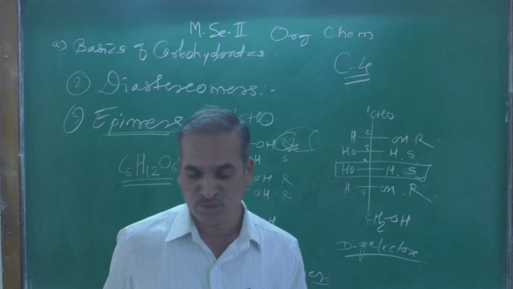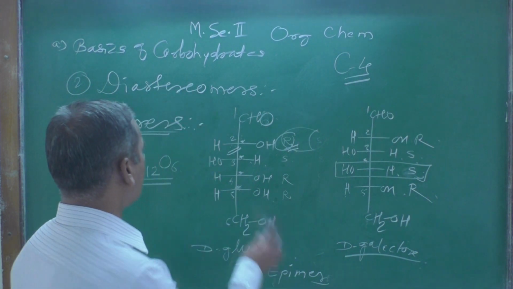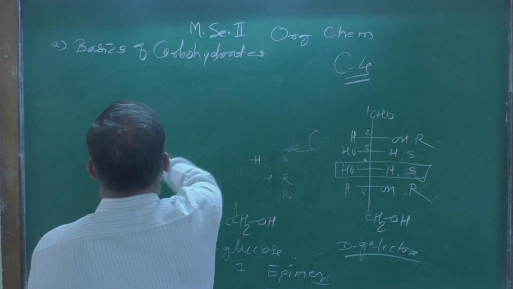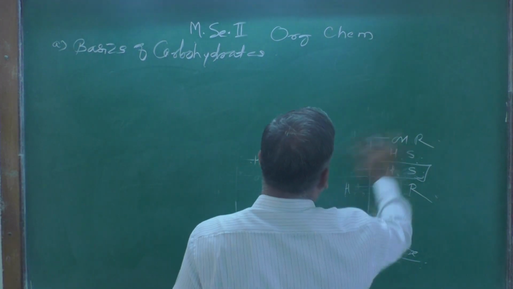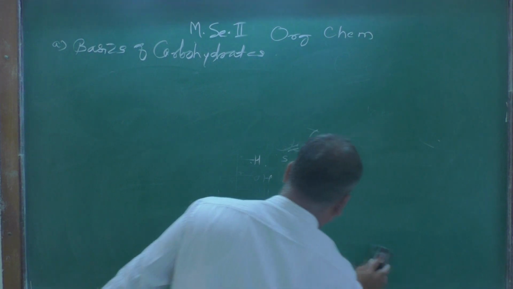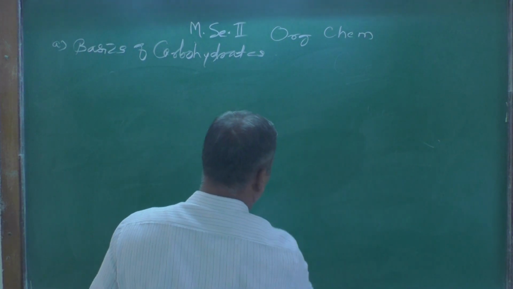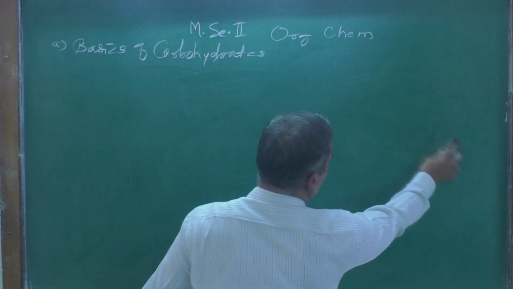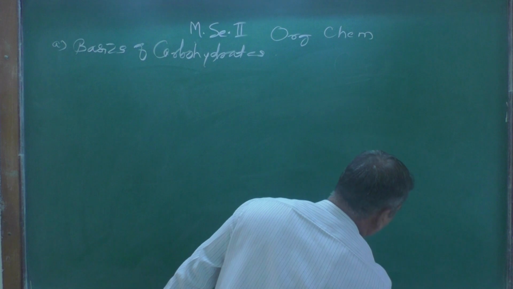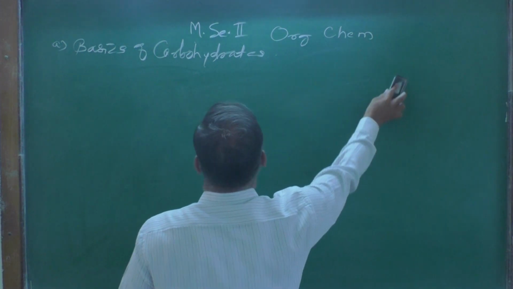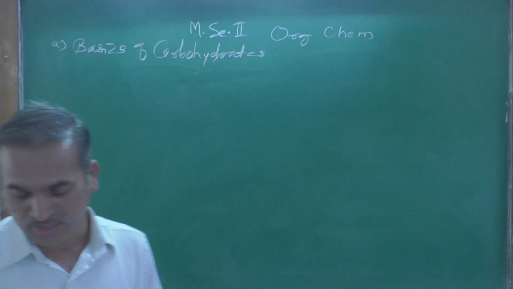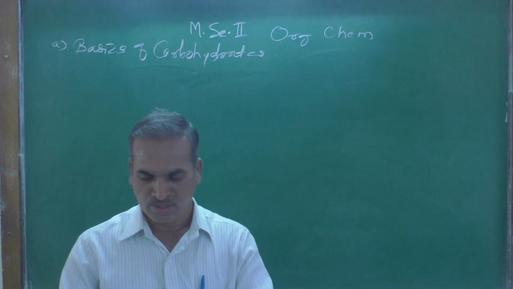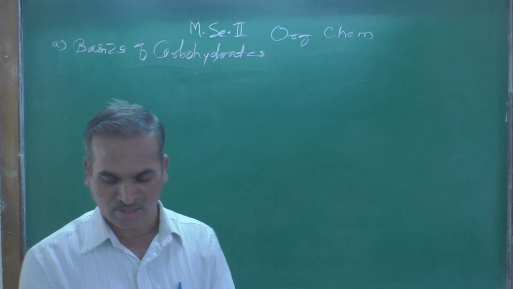So, now let us move on to the next point. What is the next point we are going to learn? We are discussing the basics of carbohydrates. Today we have learned one important term, epimers, and we have taken two suitable examples from which we can understand its meaning. I hope you understood this concept.